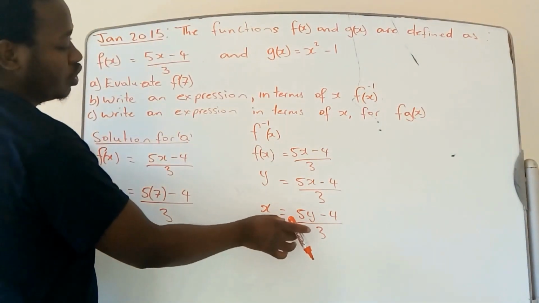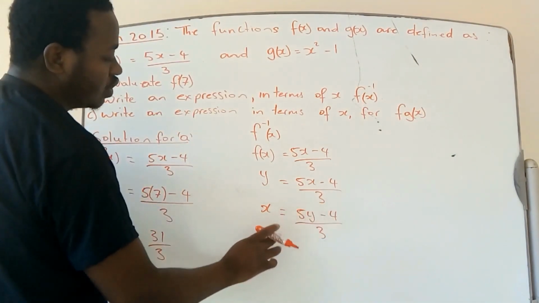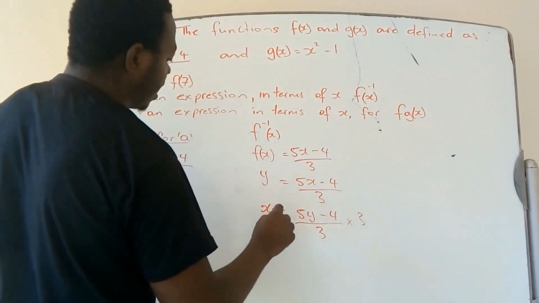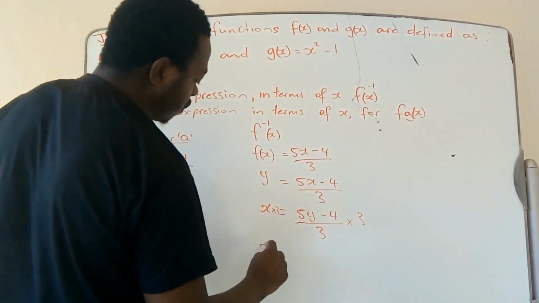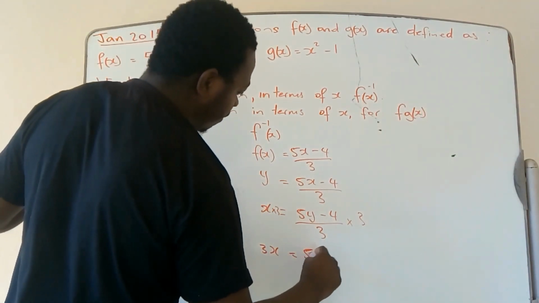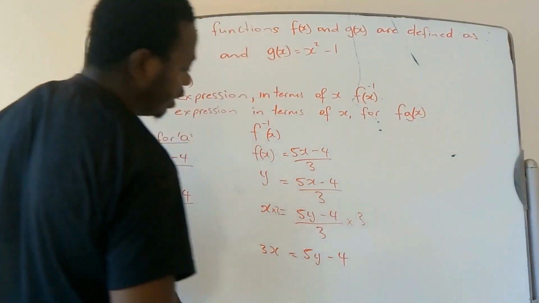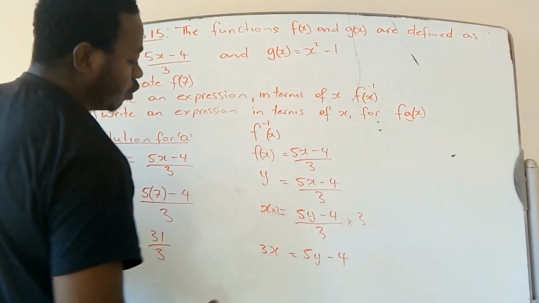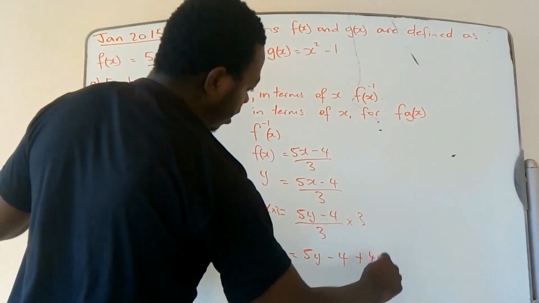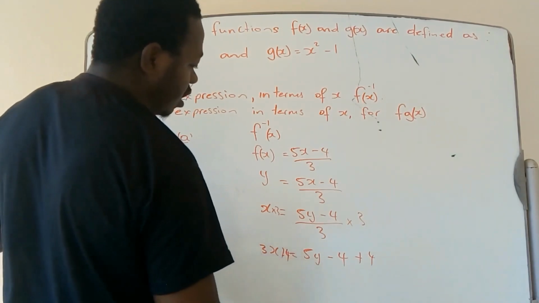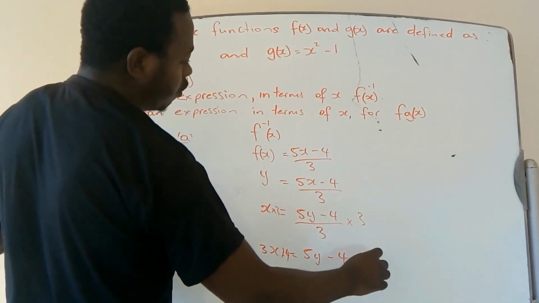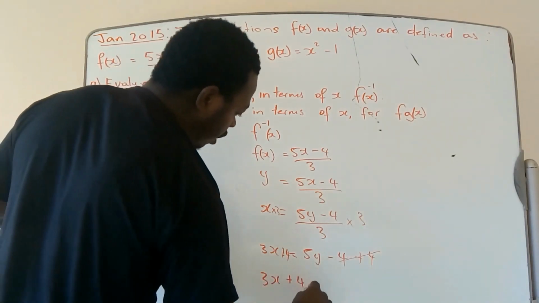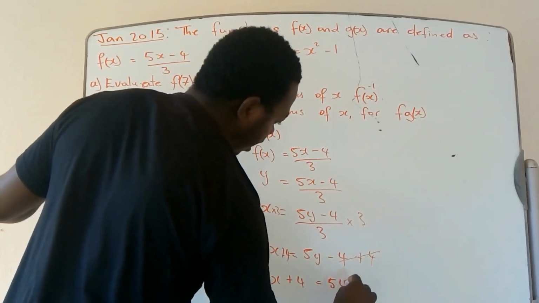At this stage, what you're going to do is to transpose for y. So multiply both sides by 3. Multiply this side by 3 and this side by 3. X times 3 gives us 3x is equal to 5y minus 4. Right? We need to make y the subject of the formula, so we are going to add 4 to both sides. So if you add 4 to this side and you add 4 to this side, clearly you'll see that minus 4 plus 4 cancel out each other. So on this side we're left with 3x plus 4 equal to 5y.